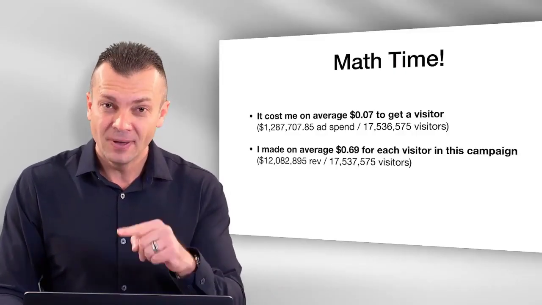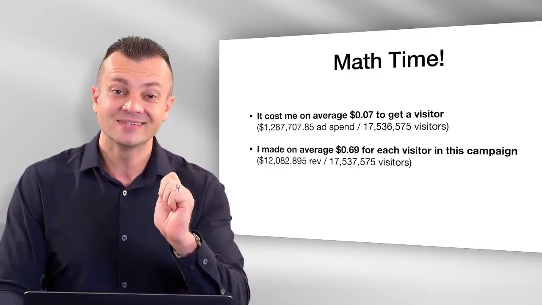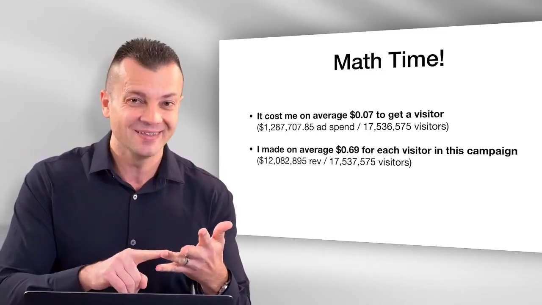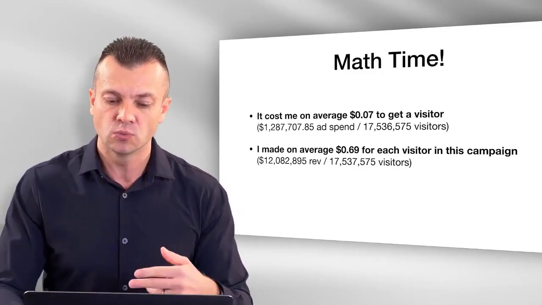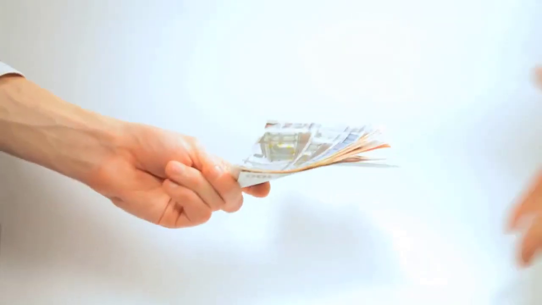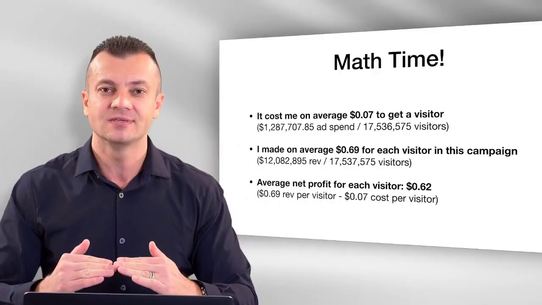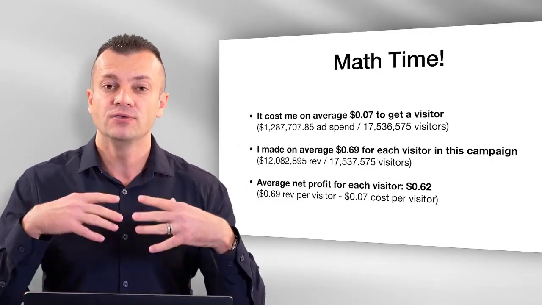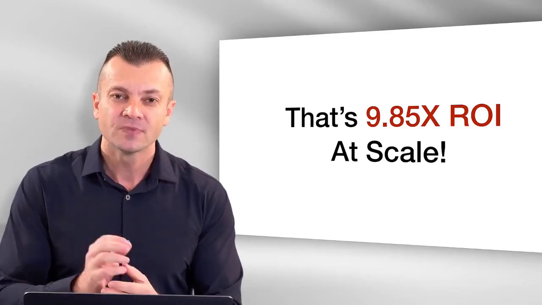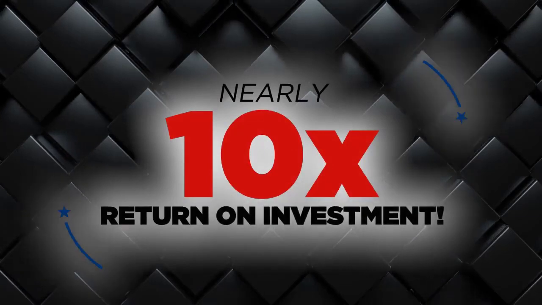Now, I made on average for each one of those visitors 69 cents. So I paid 7 cents and I made 69 cents for every visitor, regardless if they opted in, regardless if they engaged with me or not. Every single visitor was worth 69 cents to me. So my average profit after expenses for each visitor was 62 cents. Now, this is a super scaled down version of that particular campaign so that everybody can wrap their head around this. At the end of the day, it generated almost 10 times return on my investment for this campaign.